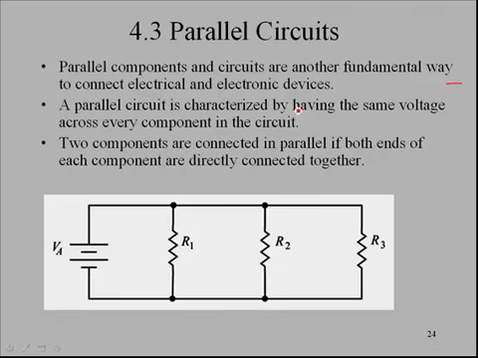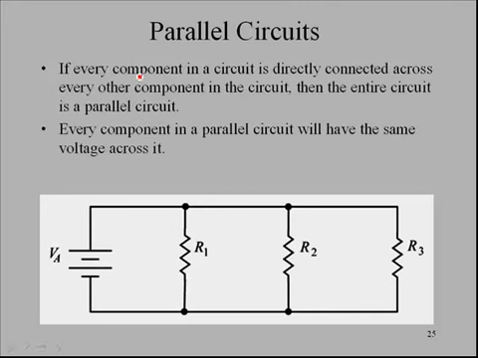A parallel circuit is characterized by having the same voltage across every component in the circuit. And you'll notice here we have a voltage source, and that source is connected directly across every component. Two components are connected in parallel if both ends of each component are directly connected together. So if we were just looking at R1 and R2, we know they're in parallel because both ends of said components are connected to each other, and hence these two are in parallel.